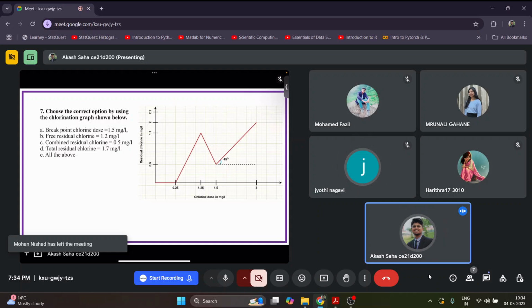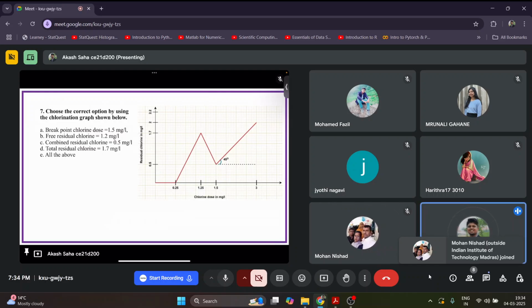You can see in the y-axis whatever is the residual chlorine at the end of the chlorine dose of 3 milligram per liter. So we have 2 milligram per liter of residual chlorine, and that will be the total chlorine. Now among the total residual chlorine, how much is the combined residual chlorine? We can divide this total residual chlorine into two parts: one is the combined residual chlorine and one is the free residual chlorine. So what is the combined part and what is the free part out of the 2 milligram per liter?